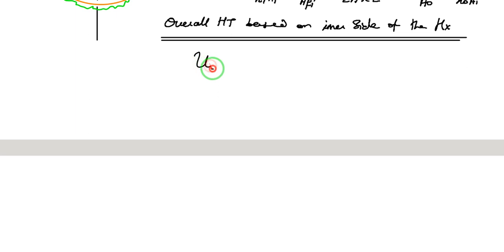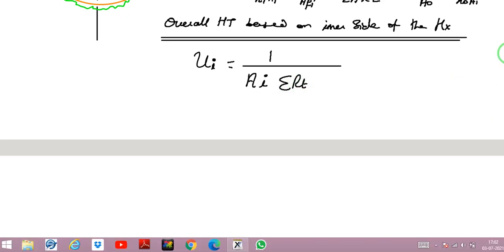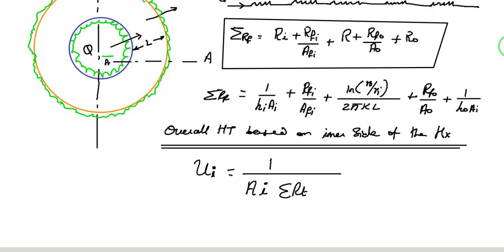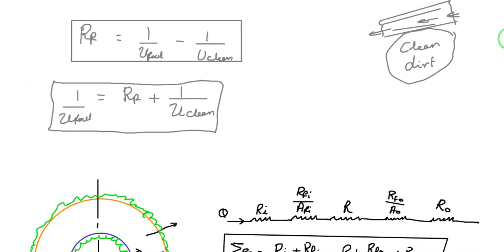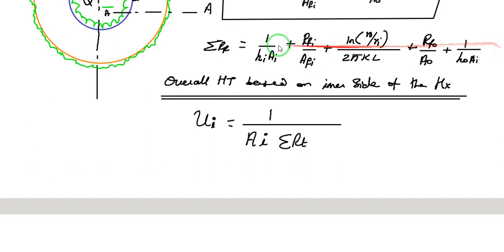So UI, overall heat transfer inside, will give you 1 divided by AI into summation of RT. So what we have done, we have just written the overall coefficient. So I have written RF, not a problem. Let me write as RF only. RF. Fine. So let me continue this derivation.